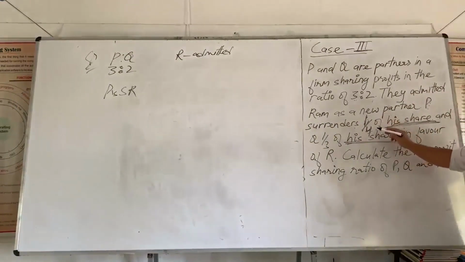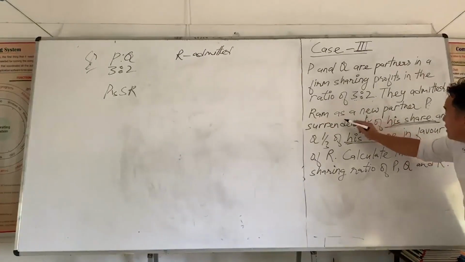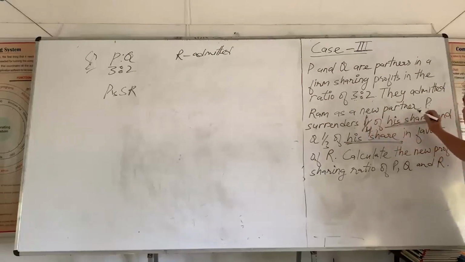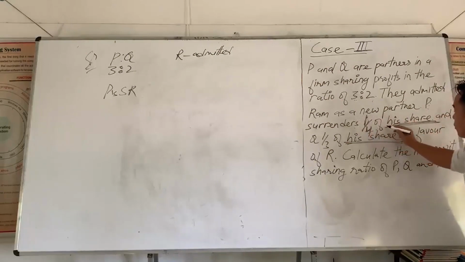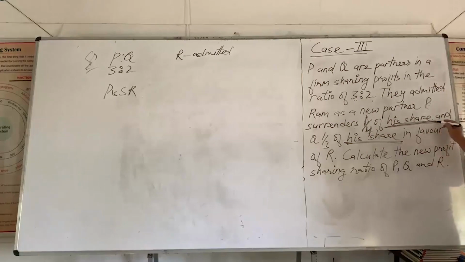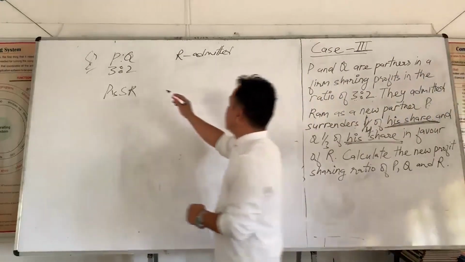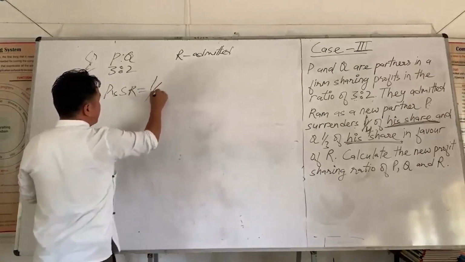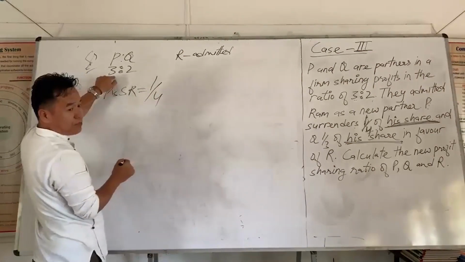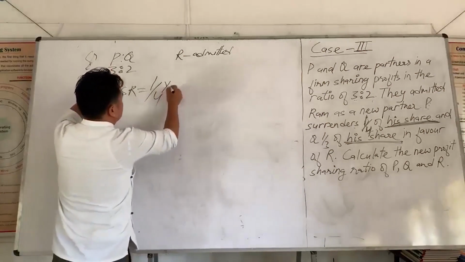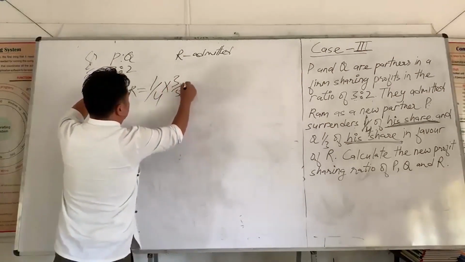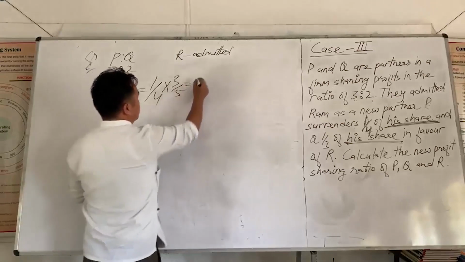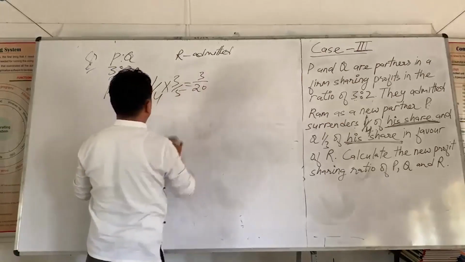So here, 1/4 is not the sacrificing ratio, mind you. Read the sentence carefully. He sacrifices 1/4 of his share. What is his share? 3 by 5. So here we have to multiply. He sacrificed 1/4 of his share. Of his share means what is his share? It is 3 by 5. So if we multiply 1 by 3, we get 3 by 20.